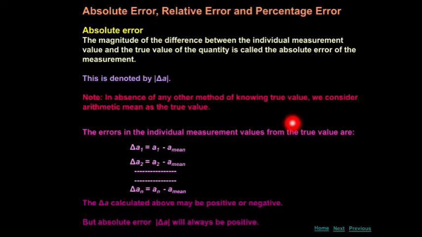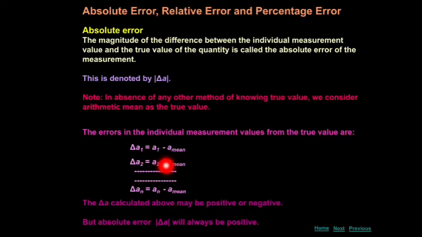It is denoted by modulus of del A. So we can see the definition: it is the difference between the individual measurement value and the true value of the quantity, denoted by modulus of del A. The error in the individual measurement values from the true value is del A1, that is equal to A1 minus A mean.